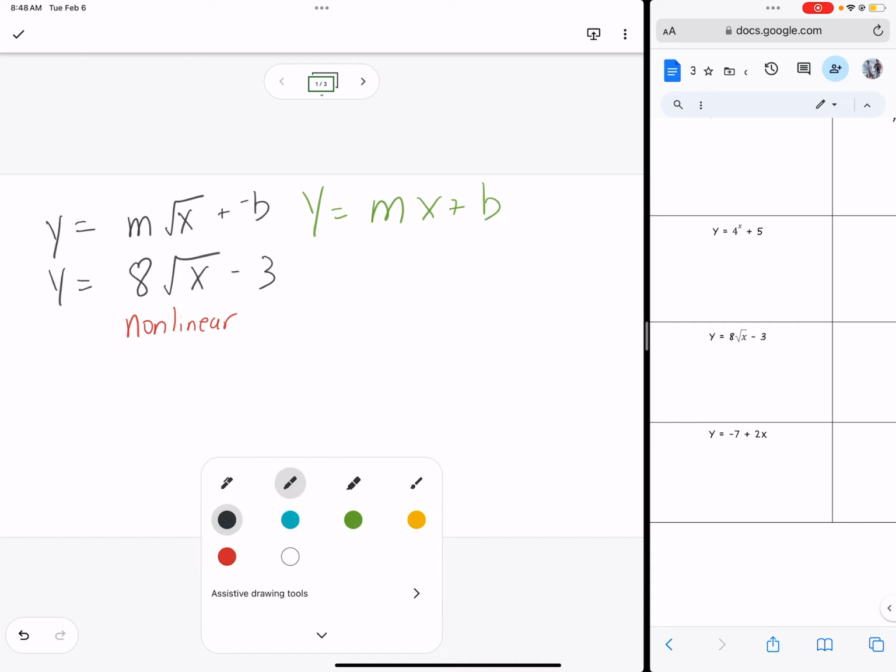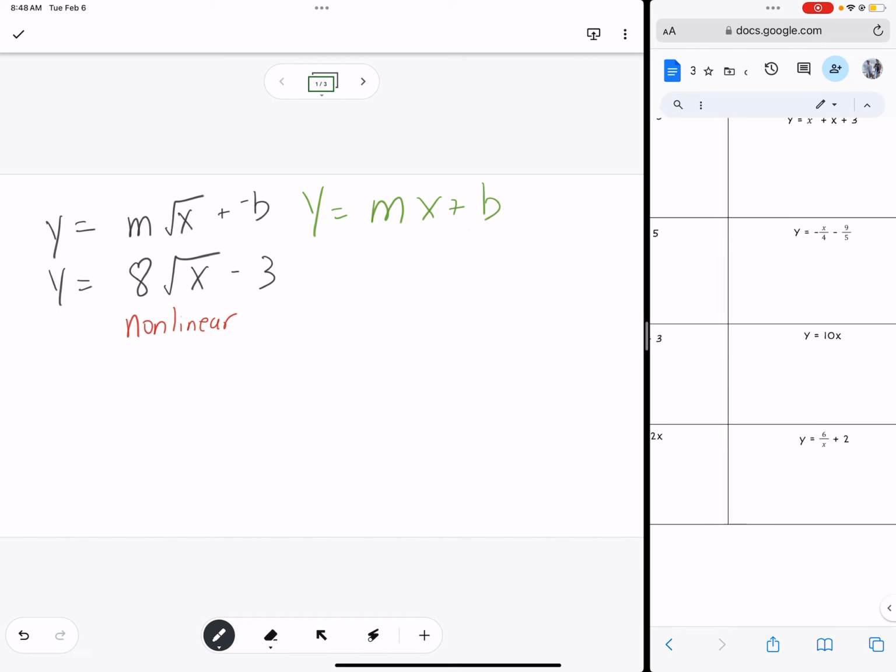So, what are the two things that we can't have? We can't have exponents and we can't have square roots of x, right? So you can't have a square root, can't have an exponent. Let's do the next one.